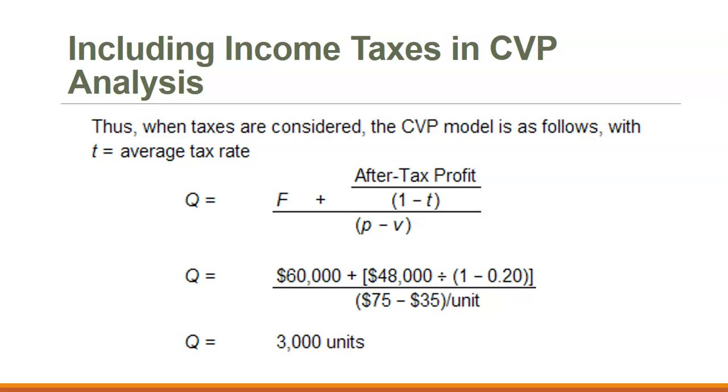Therefore, when we're looking at taxes, our CVP model is as follows. We have fixed costs plus our after-tax profit divided by 1 minus our tax rate, and that full amount divided by our contribution margin per unit. So now we see that we need 3,000 units in sales in order to meet this after-tax profit of $48,000.